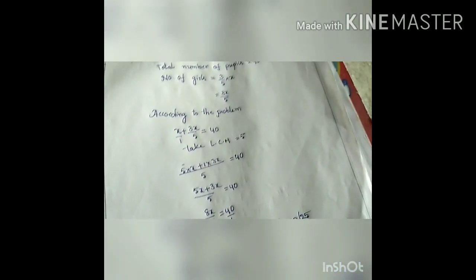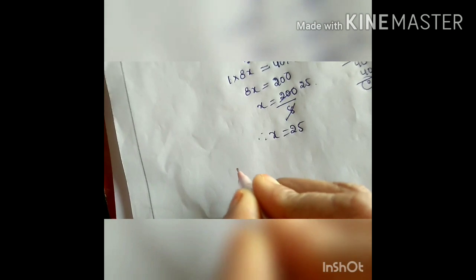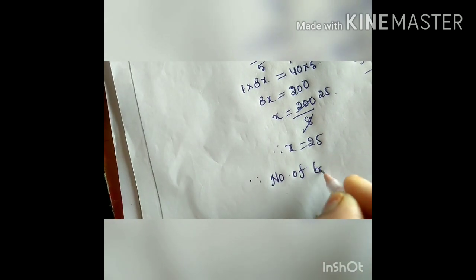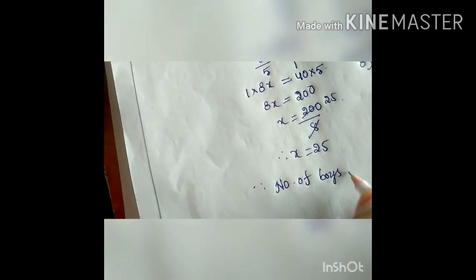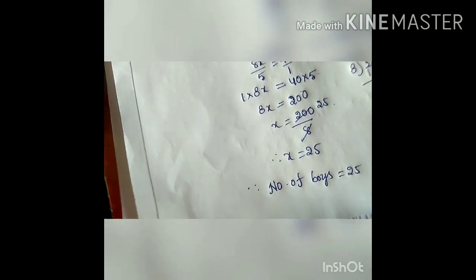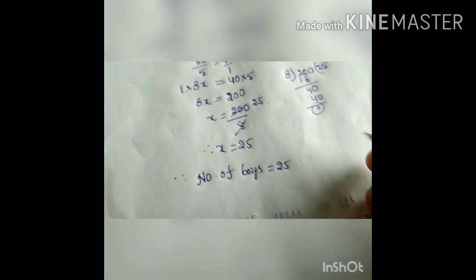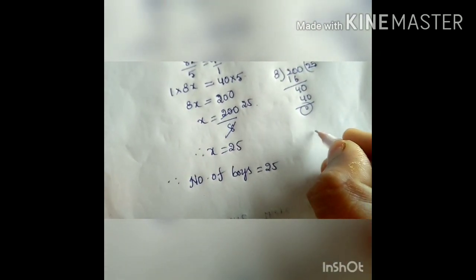What is x? What did we take x as? The number of boys. The question is asking only for the number of boys, but let's check the girls also.